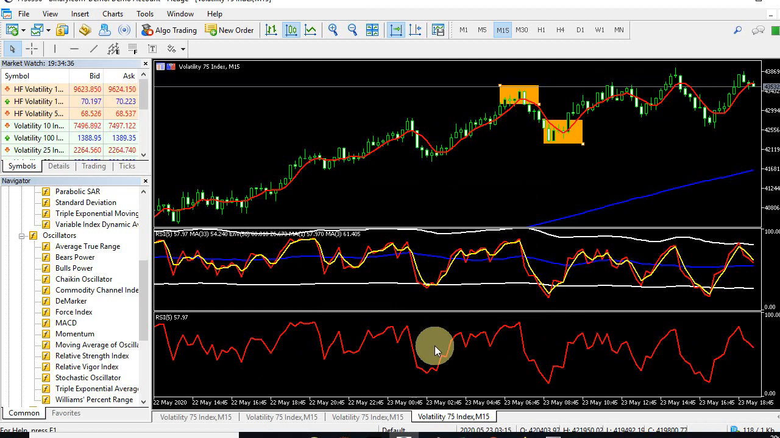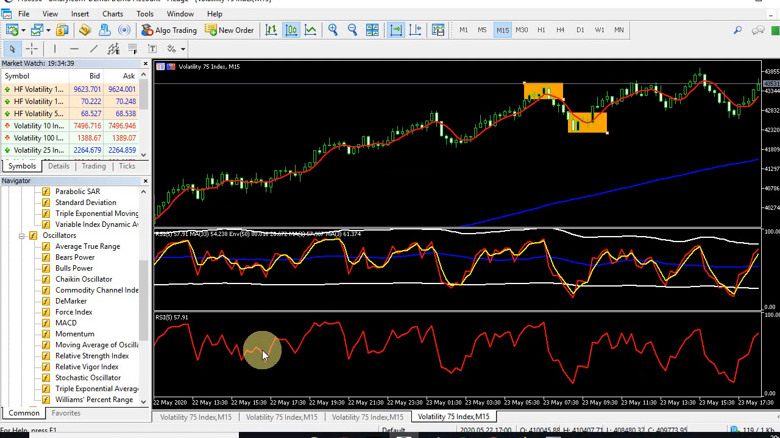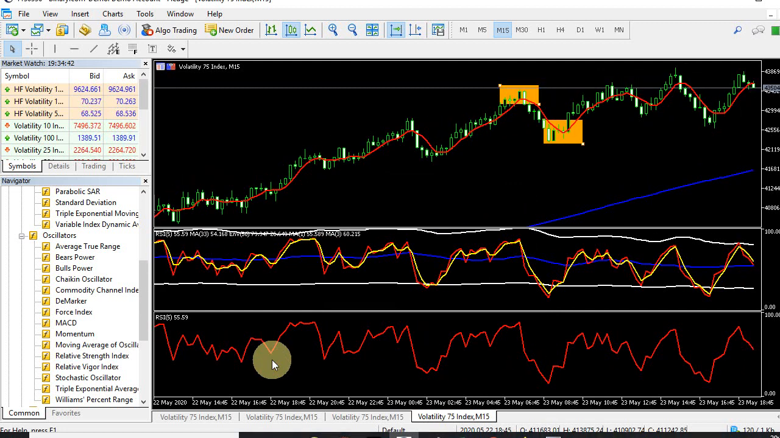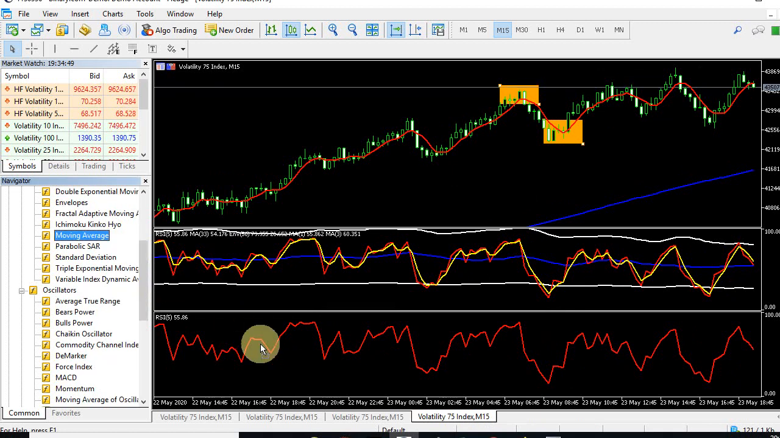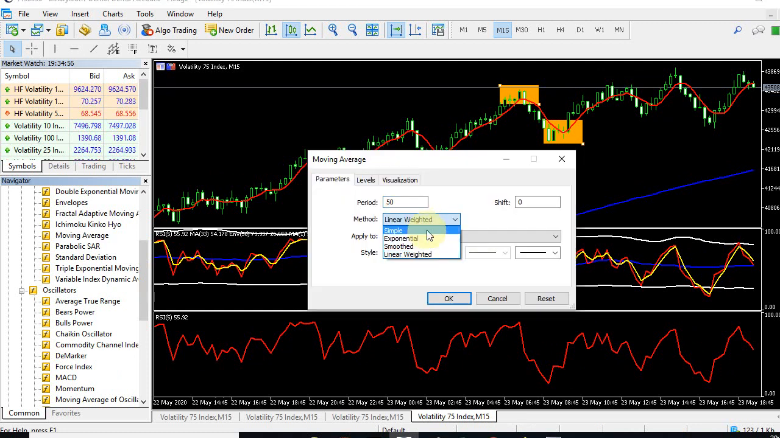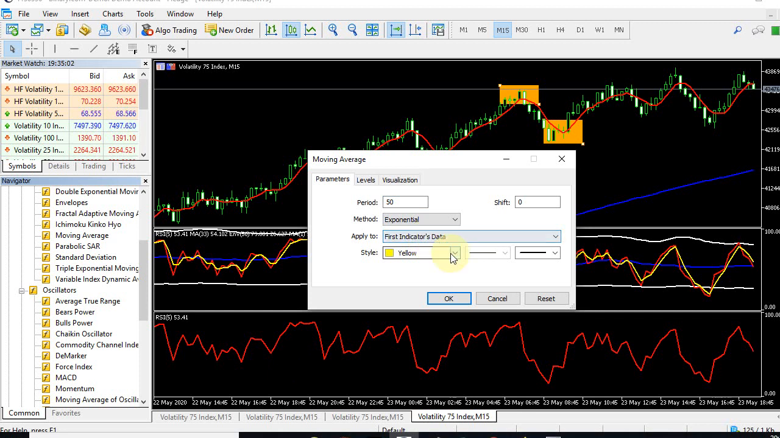You have main chart, indicator in window 1, indicator window 2, and you have the color red RSI line. Now the next indicator we are going to load on indicator window 2 is the moving average, period 50. Left click, drag and drop, 50 period moving average. Method will be exponential and apply to first indicator's data. This time around, we are going to change the color to magenta. Okay, you can see what happened.